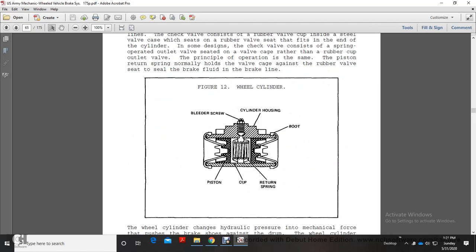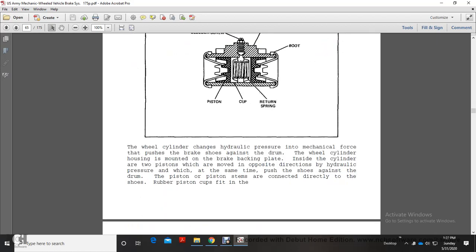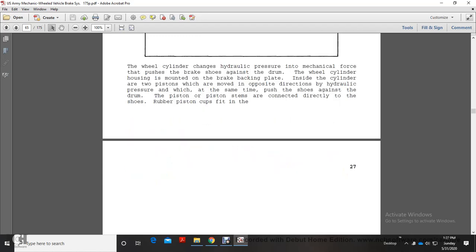Figure 12 shows the wheel cylinder, bleeder screw, and cylinder housing, your boots, and your piston, and your cup, and your return spring. The wheel cylinder changes the hydraulic pressure into the mechanical force that pushes the braking shoe against the drum. The wheel cylinder housing mounts on the brake backing plate. Inside the cylinder the two pistons move in the opposite direction with the hydraulic pressure, which at the same time pushes the shoes against the drum. Pistons and piston stems are connected directly to the shoe, with the rubber piston cups fitting in.